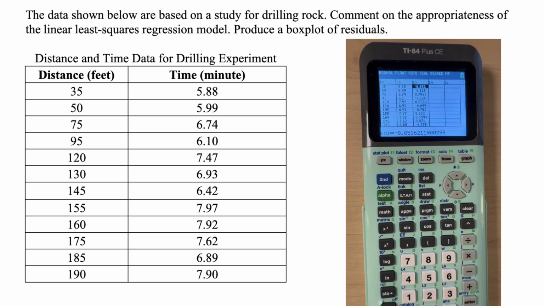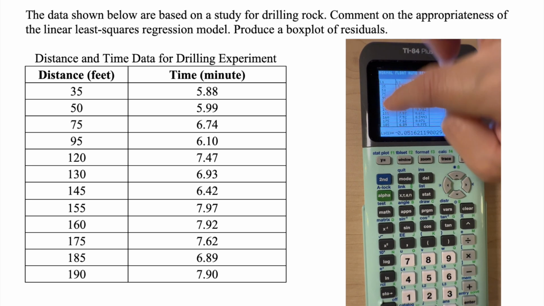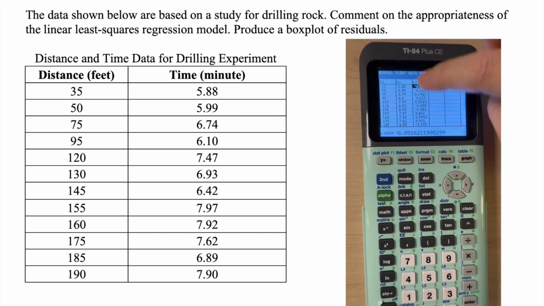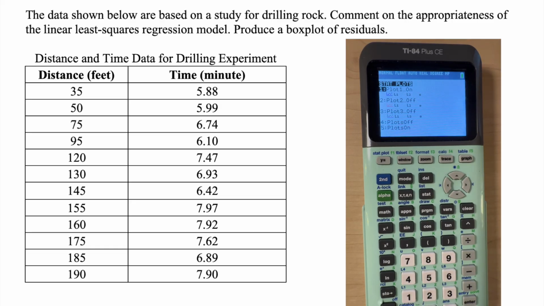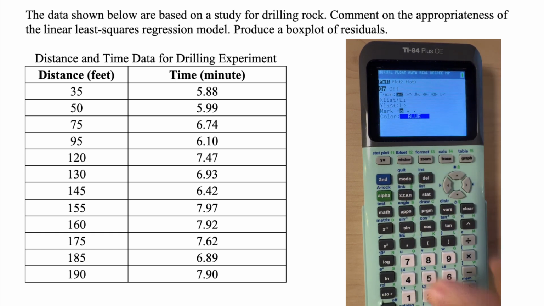To graph the residual plot, I will graph L1 and L3. L1 is the X value and L3 is the residual value. To do that, I go back to the Stat Plot, second Y equals, and on Plot 1, I choose the same type of graph. The X list is still L1, but the Y list now is the residual. So I'm going to replace this with L3. And now, press graph.